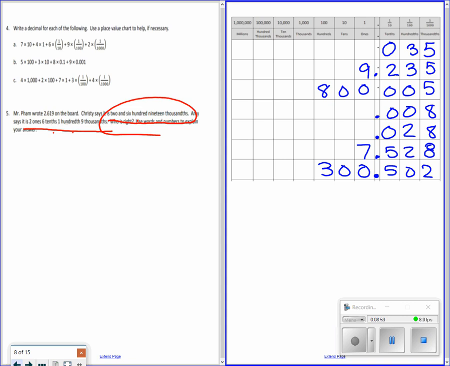No. You have to know the difference. You have to know that 100 is more than 10. I would much rather have 1,000 than a 1.